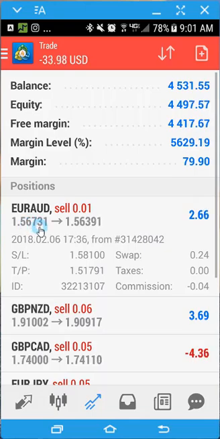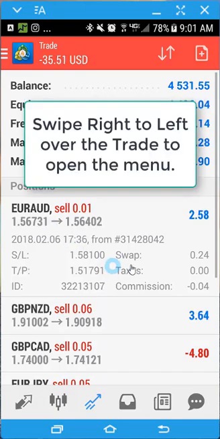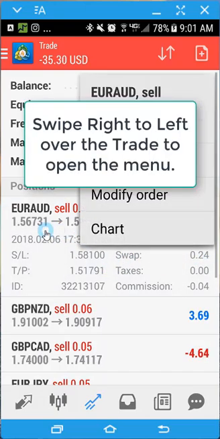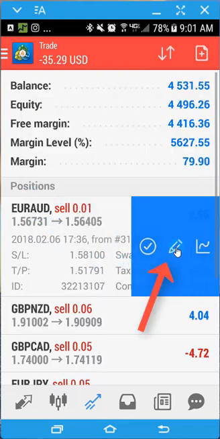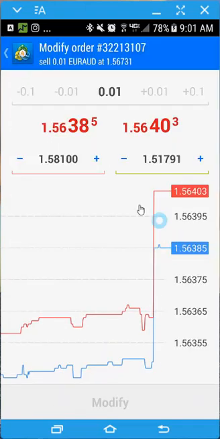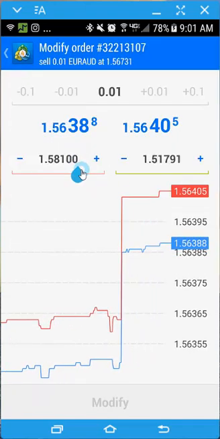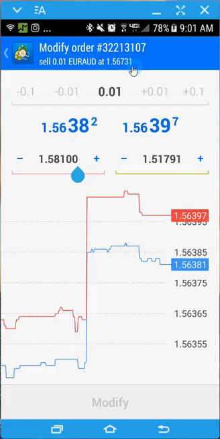And what I'm going to do is move it ahead about 5 pips. All right, so the second part of this is, I'm going to move it ahead 5 pips. So I'm going to swipe again, but this time I'm going to edit. And what I'm going to do is change my stop loss 5 pips ahead.